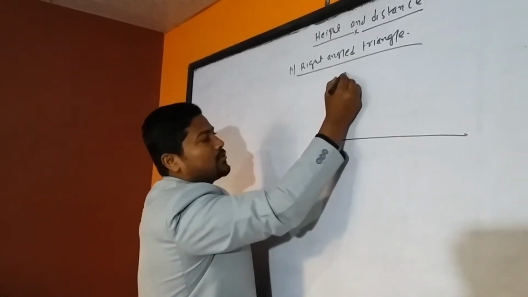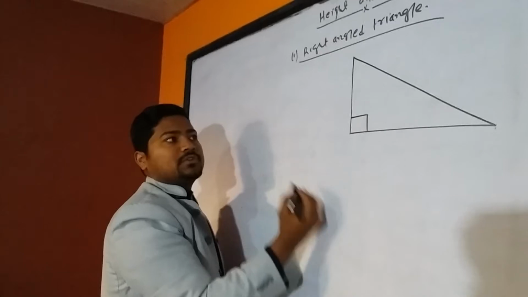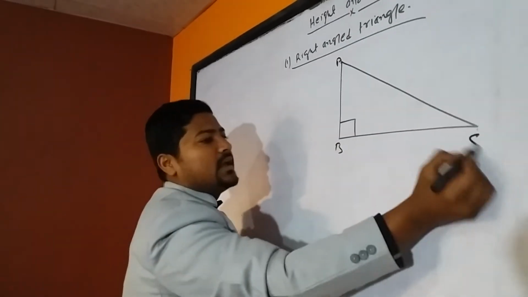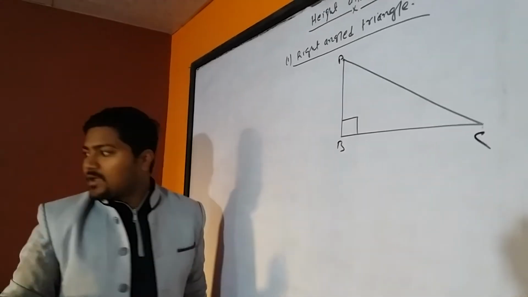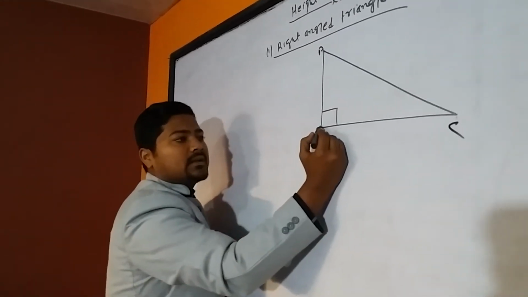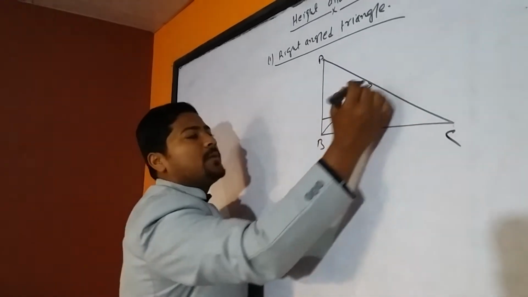I hope you know about the right angle triangle from class 8. So this is a right angle triangle, you can say ABC. The triangle having one angle of 90 degrees is called a right angle triangle. This 90 degree angle's opposite side is called the hypotenuse.